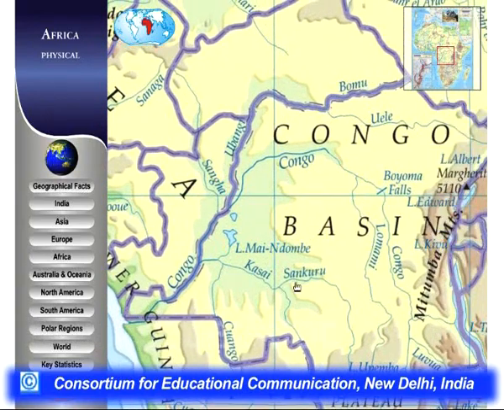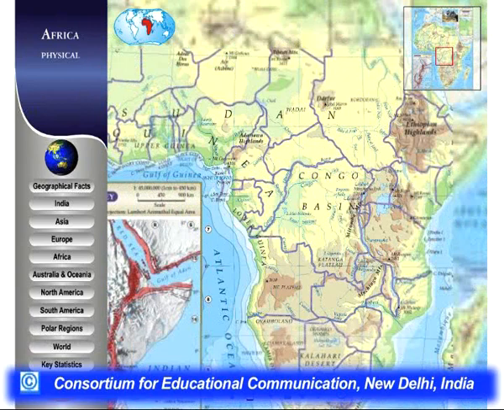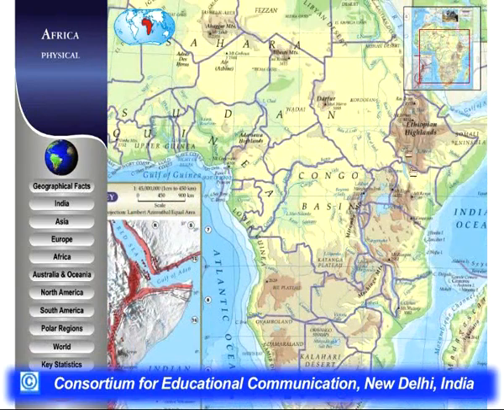This is the largest river of Africa continent. And this river having second largest catchment in the world. You see, the catchment area of River Congo lies in both the hemispheres, northern hemisphere, also in southern hemisphere.